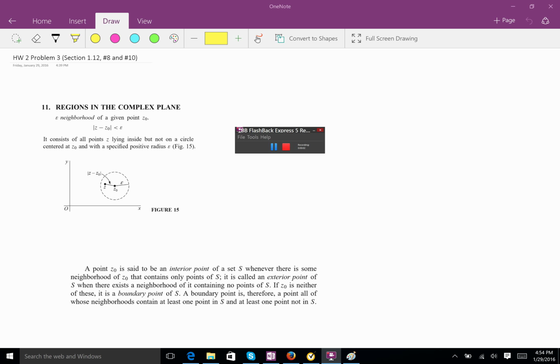Okay, so section 11 is a very important section because we use it not only in complex, but we also use it in reals. So I want to spend a little time talking about some of this material.